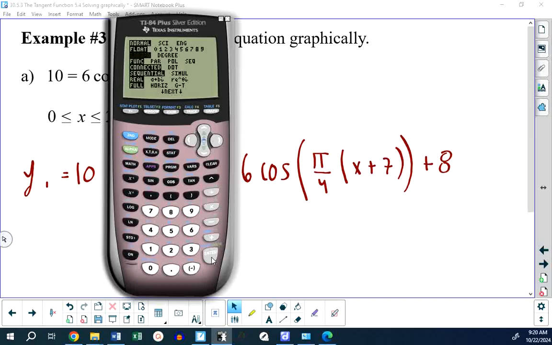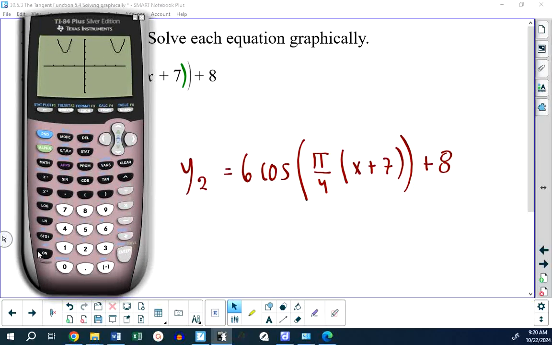If you go zoom trig, you don't see anything. Well, you see something, I suppose. Why don't you see anything? Well, this parameter of 6 is the A value, which is the amplitude, and D has a value of 8, which means the middle of the graph is up at 8, and it goes 6 above and 6 below. Okay, there's another issue.